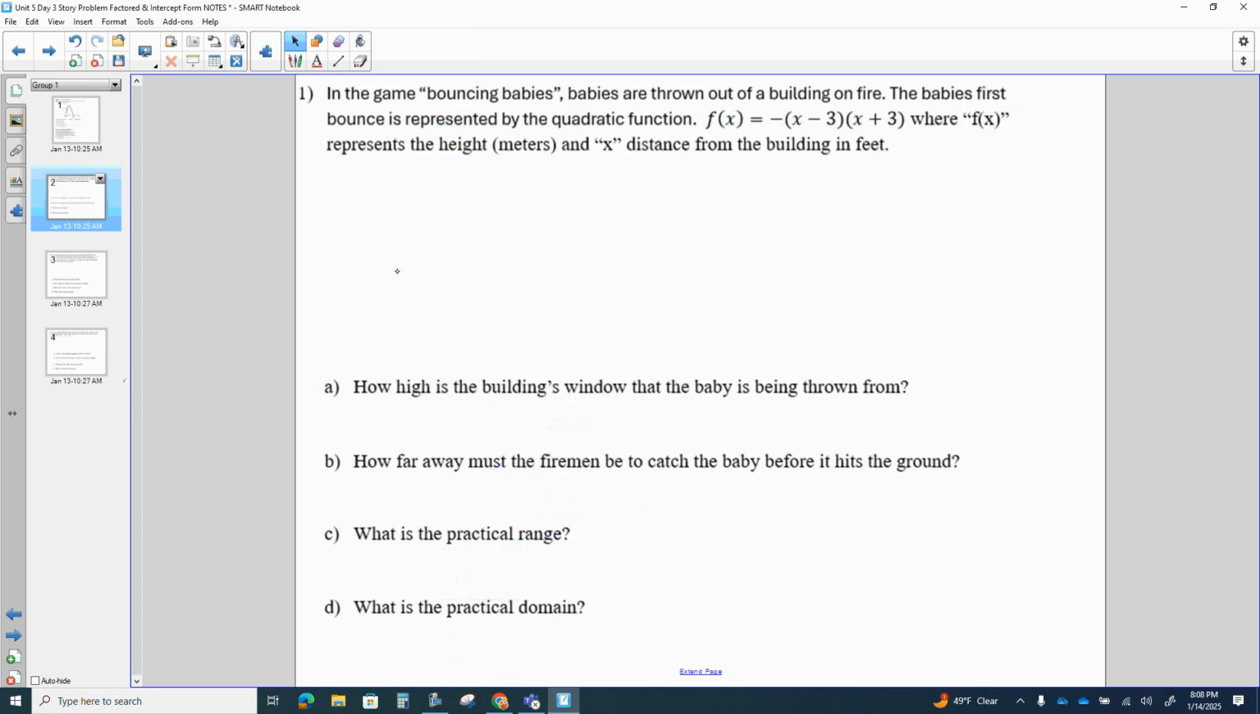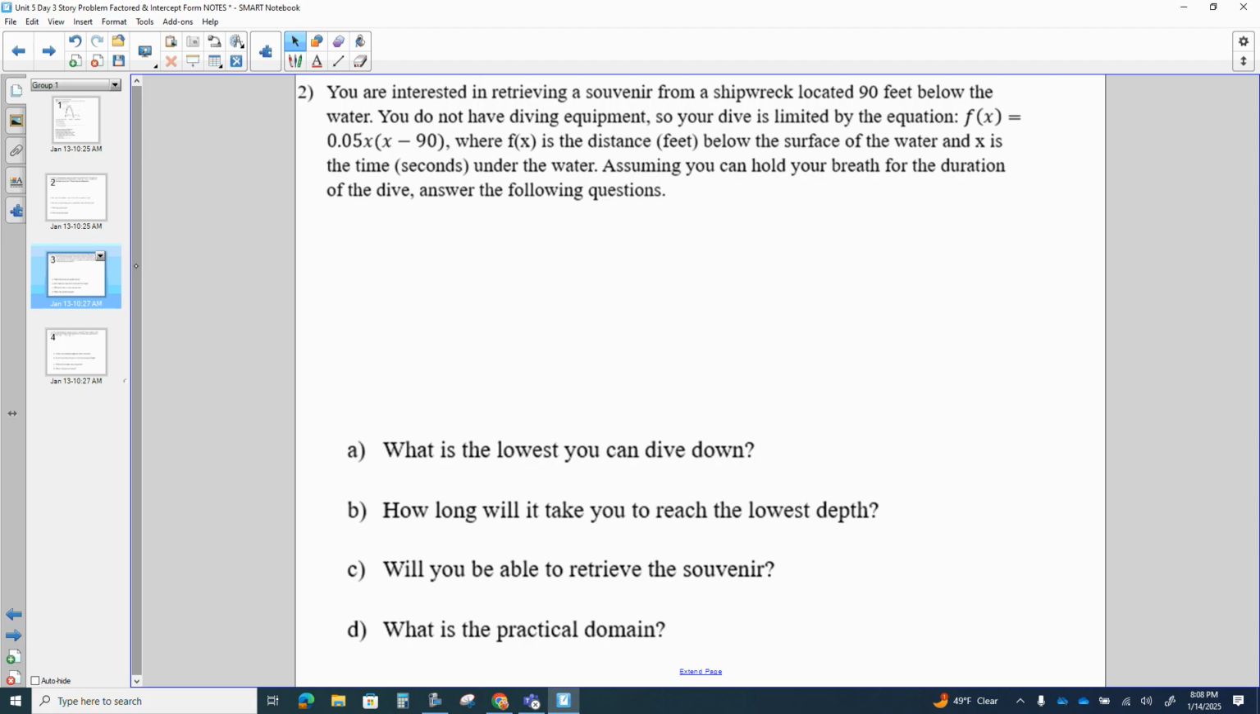Let's go ahead and jump to the second one. This one's an important one to be able to do in critical things. So you are interested in retrieving a souvenir.